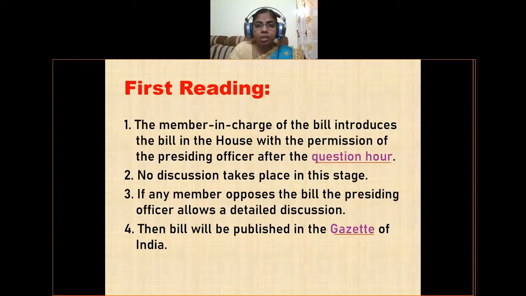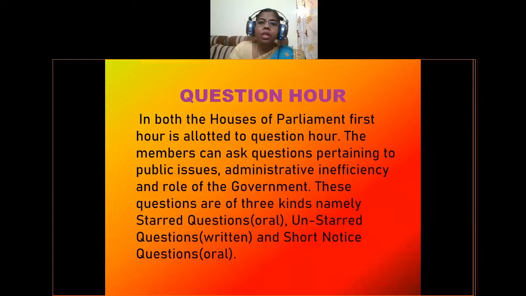The member in charge of the bill introduces the bill in the house with the permission of the presiding officer. That means if the house is Rajya Sabha, the presiding officer is the chairman, and if the house is Lok Sabha, then the presiding officer is the speaker. It will be introduced after the question hour. Let us see what the question hour is. In both houses of parliament, the first hour is allotted to question hour. The first hour allotted in the everyday sessions of the parliament can be called question hour.